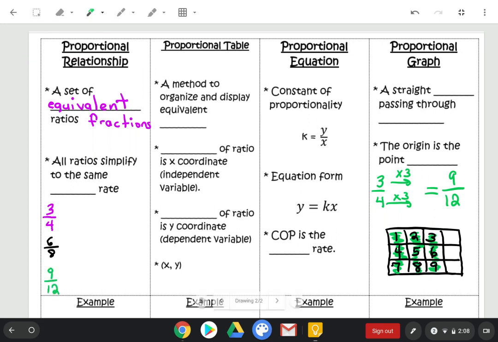So when I talk to you about proportional relationships, all I'm talking about is a bunch of equivalent fractions, like 3/4 and 6/8 and 9/12. Okay? Now let me show you one more thing.